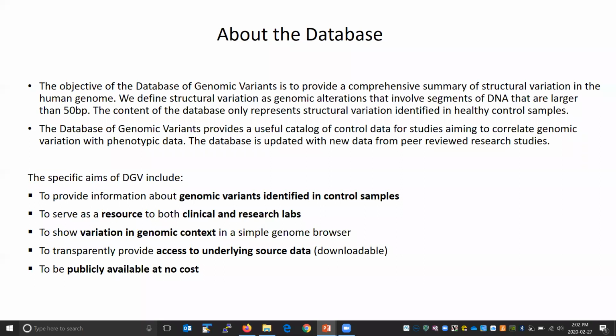Important to note that this database contains structural variation identified only in control healthy individuals. We really wanted this to provide a useful catalog of control data for studies that were aiming to correlate genomic variation with phenotypic data. It's continually updated with new data from peer-reviewed research studies. Specifically, the aims were to provide information about variants identified in control samples, serving as a resource for both clinical and research labs. We wanted to show this variation in a genomic context using a genome browser, make it available at no cost, and provide access to all the underlying source data.